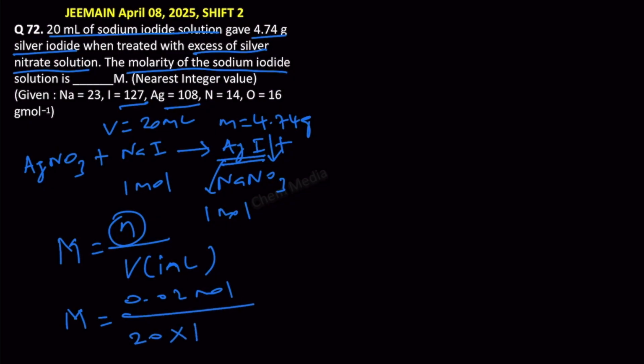Therefore, molarity is equal to 0.02 mole divided by volume, which is 20 milliliter. Let us convert that into liters. So, 20 times 10 to the power minus 3 liter. So, this would also become 0.02. So, 0.02 divided by 0.02. So, this means 1 molar. That is the correct answer. Therefore, 1 is the correct answer here.